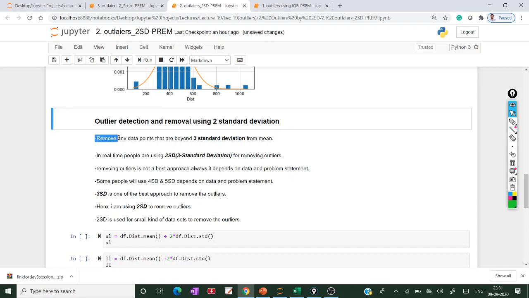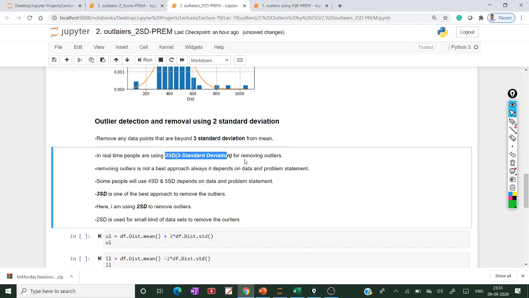Remove any data points beyond the third standard deviation from the mean value. In real time, most people use the third standard deviation for removing outliers. But removing the outliers is not the best approach. It is not always a good way. If you remove the outliers, most of the time data will be lost. If data is lost, you will not get that much accuracy, so the model will not be trained properly.